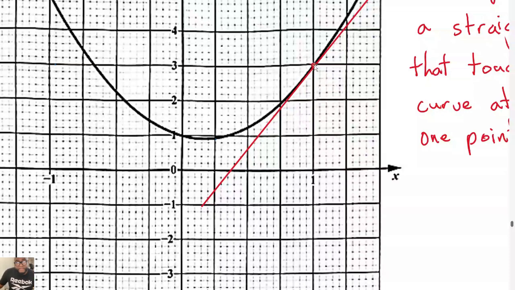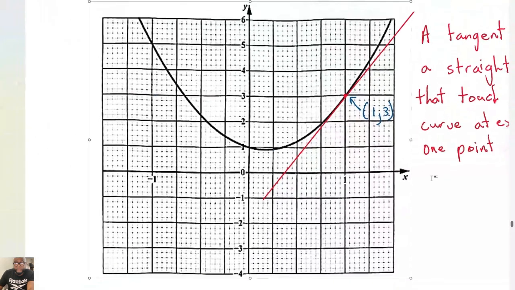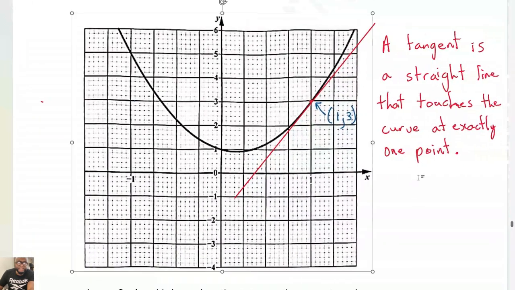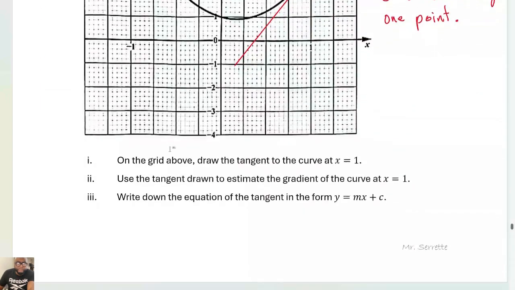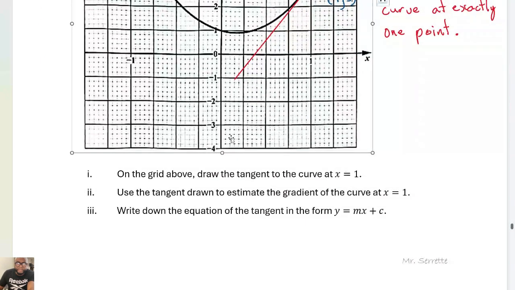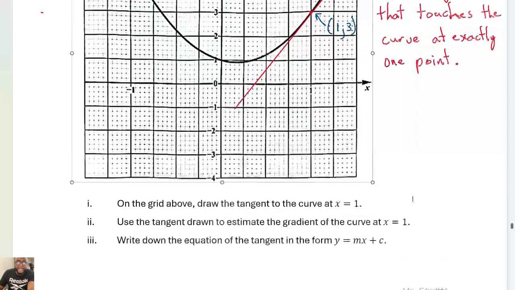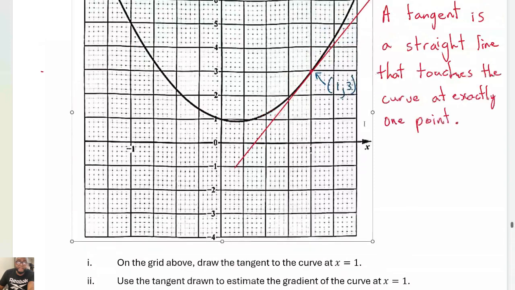Right? So we actually have the point where the curve and the tangent meet. What are the coordinates of this point here? Who could tell me? 1 on the x-axis, comma 3. 1, comma 3, right? So we know where the tangent meets the curve. So on the graph, draw the tangent to the curve at this point. So we already did that. Use the tangent drawn to estimate the gradient of the curve at x equals 1, right?